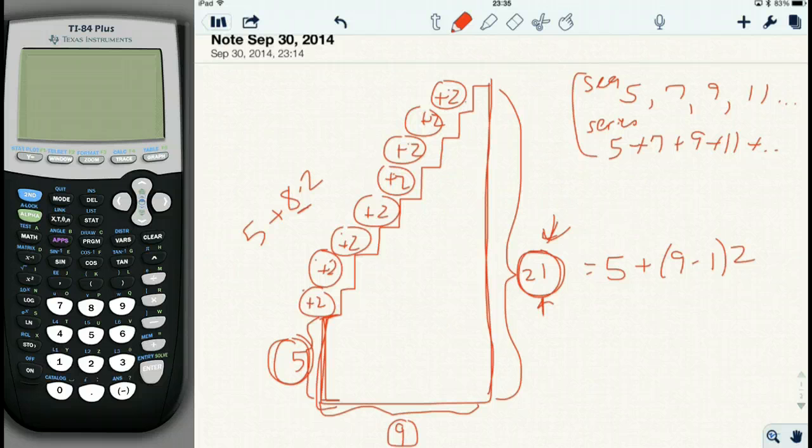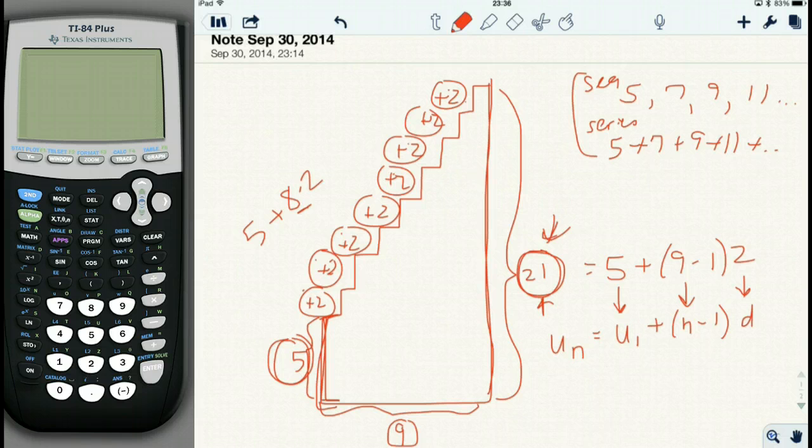The formula says, if you want to find the nth step, in our case we're looking for the ninth step, but if you're looking for the nth step, you would take the first height, and you would add n minus 1 times the step size. So instead of 2, we're just going to put a d there. Instead of 9, we're going to put an n. And instead of 5, we're going to put u1.